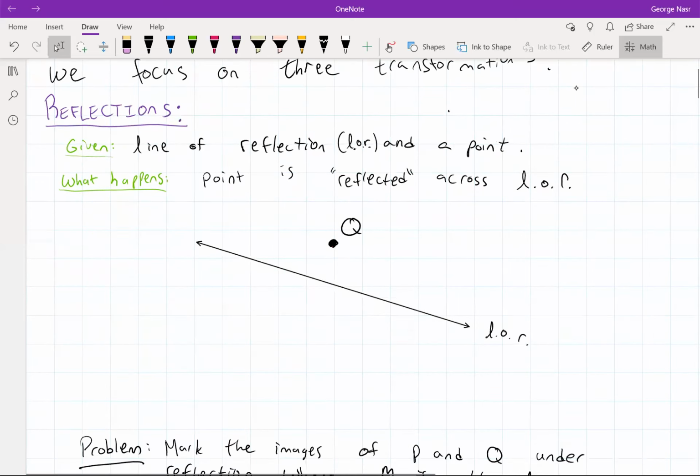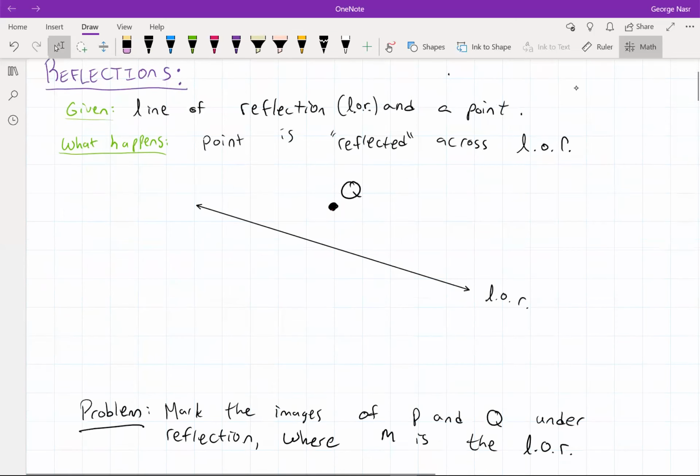So our first transformation of the plane is called reflections. I think reflections is the most basic one among all of these. For each of these transformations, I'm going to specify what data we're given, what we start with, and what happens with that information. So what are we given? We're given a line of reflection and a point.